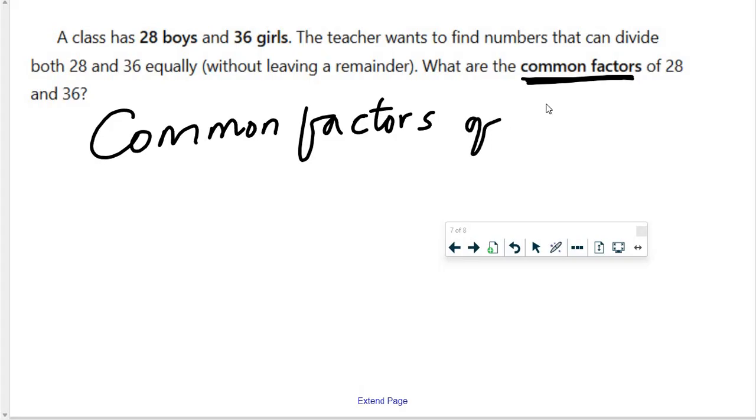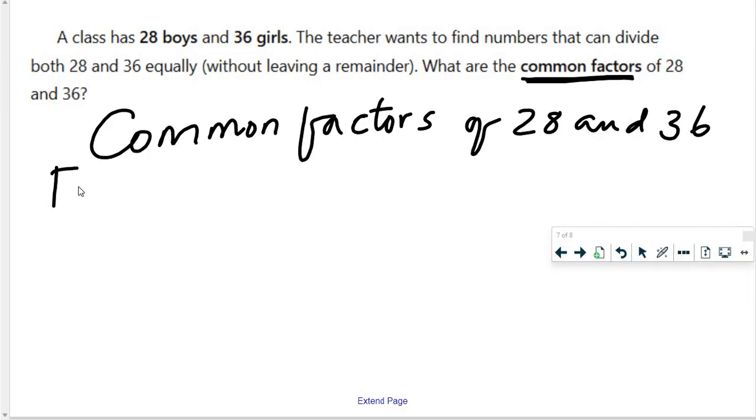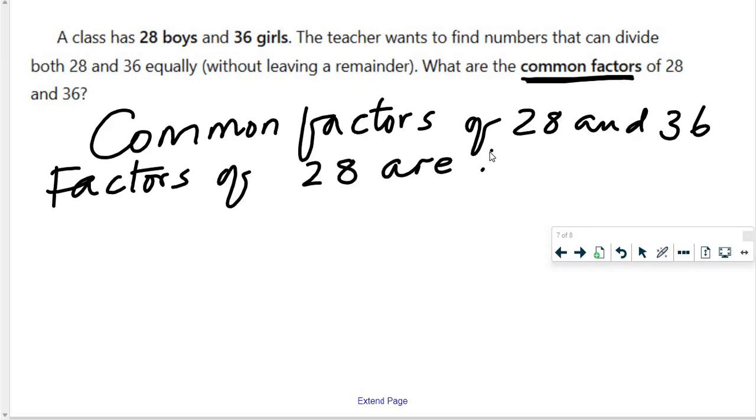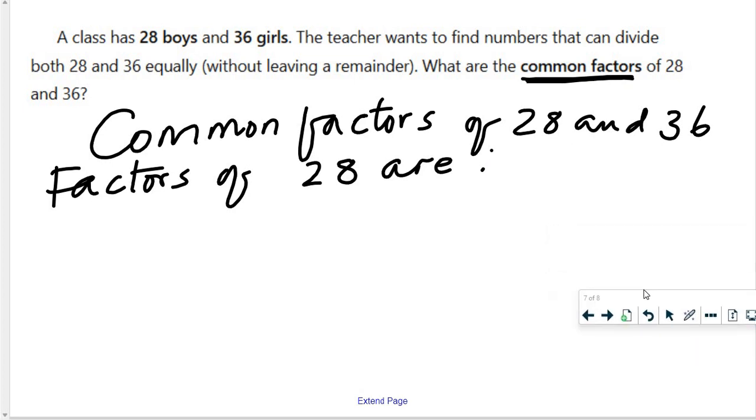Common factors of 28 and 36. We have to mention factors of each number separately. So factors of 28 are, how do we mention factors of any number? Start with 1, because 1 is a factor of any number, and keep the number itself, that is 28.